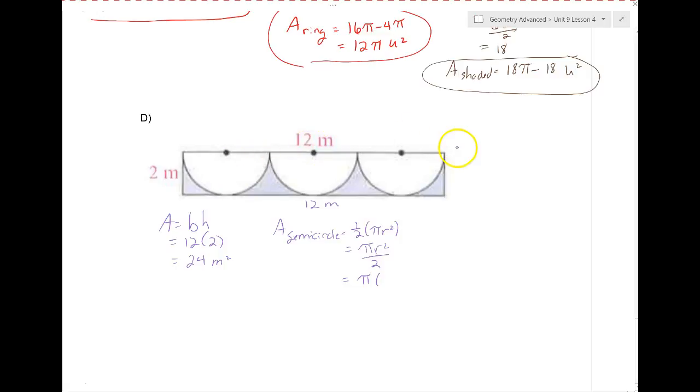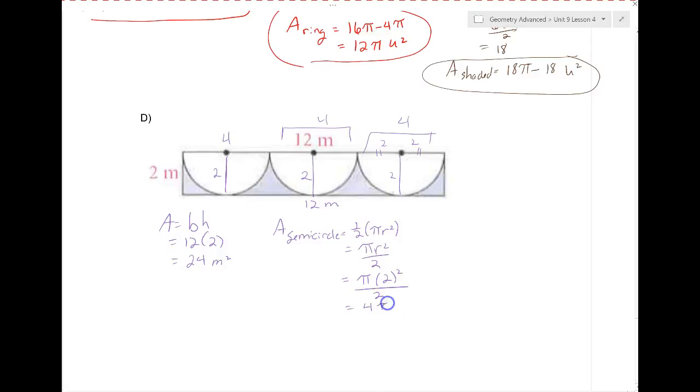If this whole thing is 12, do you guys agree with me that every single one of these from here to here would be 4? And doesn't it make sense with the side here? The radius is 2 for each one. I mean, there's nothing that's contradicting this as we go through. So my radius is going to be 2. So I'm finding the area of one semicircle right now. So I get pi times 2 squared all over 2.